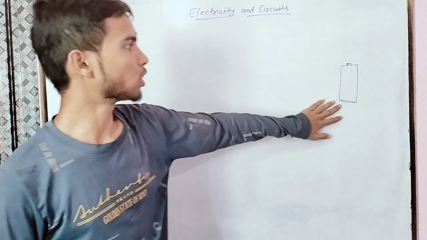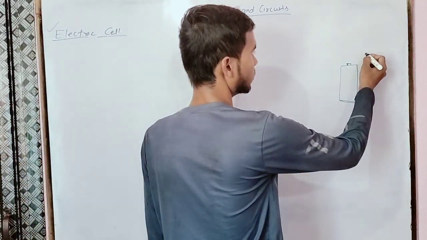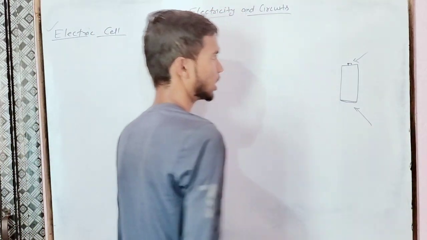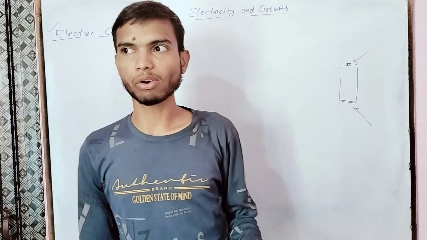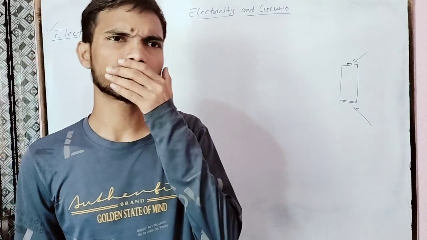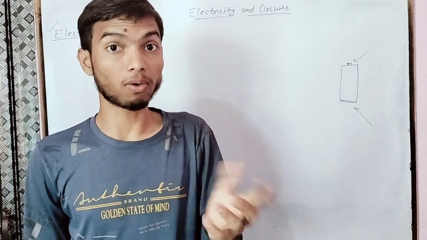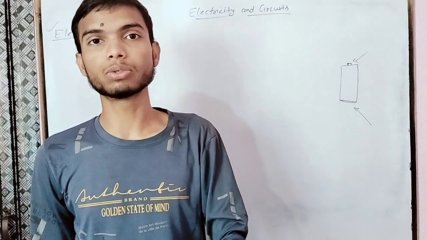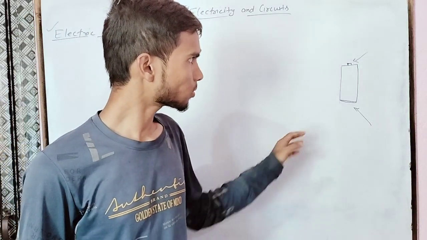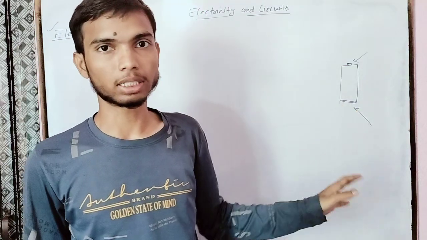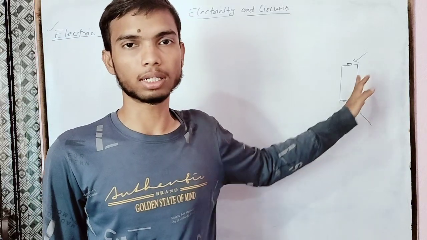So here we are breaking down this electric cell. Before that, tell me what will be the meaning of electric cell. It provides, not generates. It provides, okay, what? It produces electricity from one side to the other side.